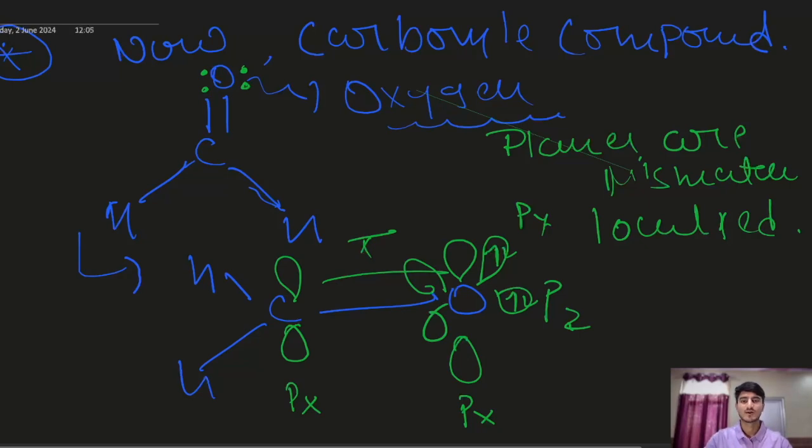If we have to calculate the hybridization of this oxygen, it will come as 1 sigma bond and 1 pi bond. So the number of sigma bonds is 1, and we have two localized lone pairs. So it will come as 3, and the hybridization will be sp2. In this way you can solve a variety of questions.